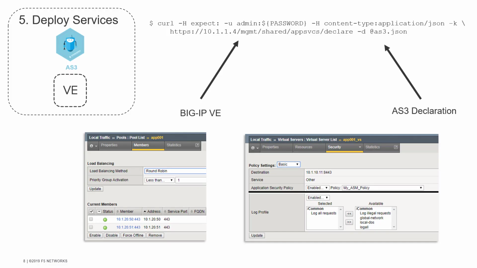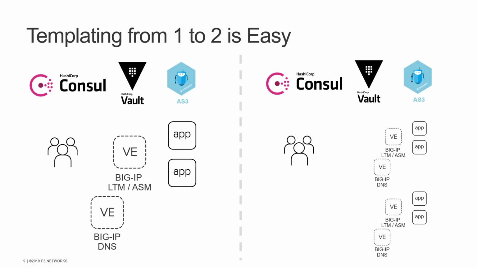Once we've generated these AS3 declarations, we can push these declarations to the BigIP, and you'll see that on the BigIP, the services have been successfully deployed. In this first scenario, you can see that this was very easy to build out a single environment, and by reusing that same template, we can quickly use it to scale out to multiple environments.